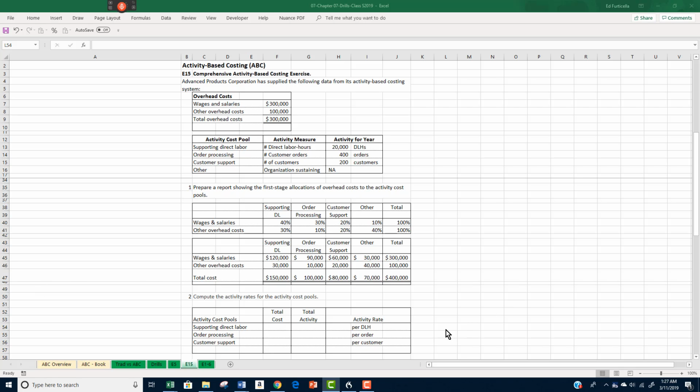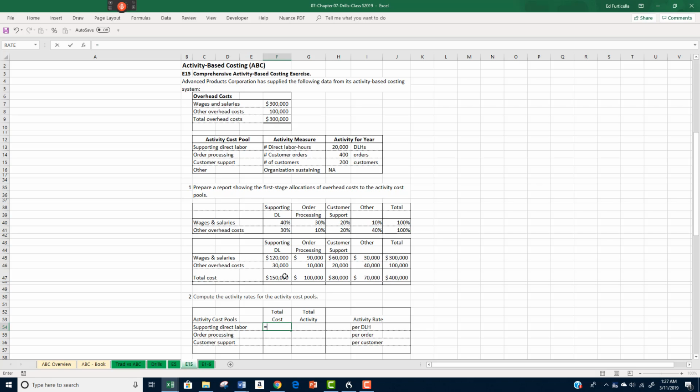Now that we have assigned overhead costs to the cost pools, we can calculate activity rates. So this is the third step in the process, and it's requirement 2. Requirement 2 says compute the activity rates for the activity cost pools.